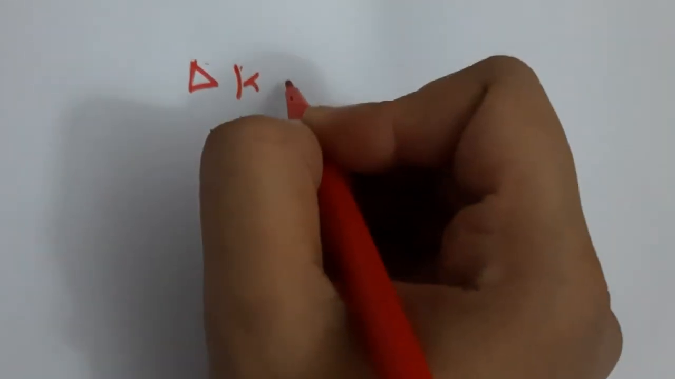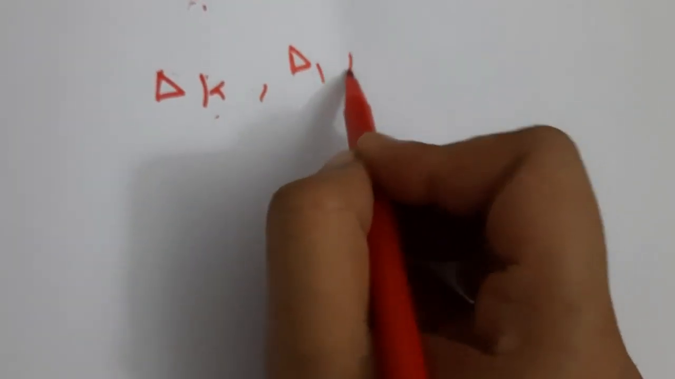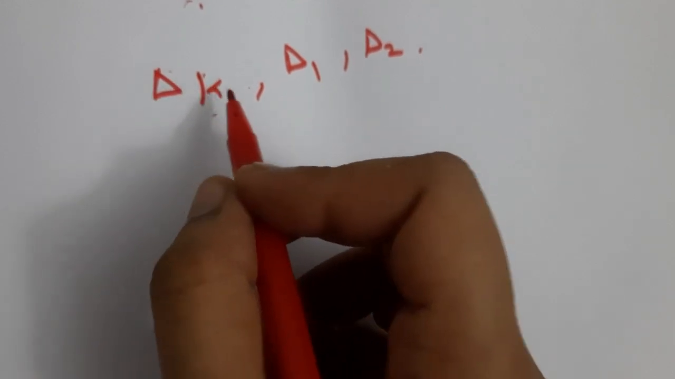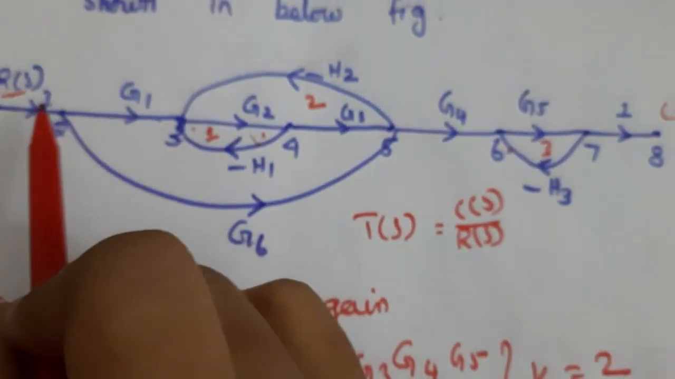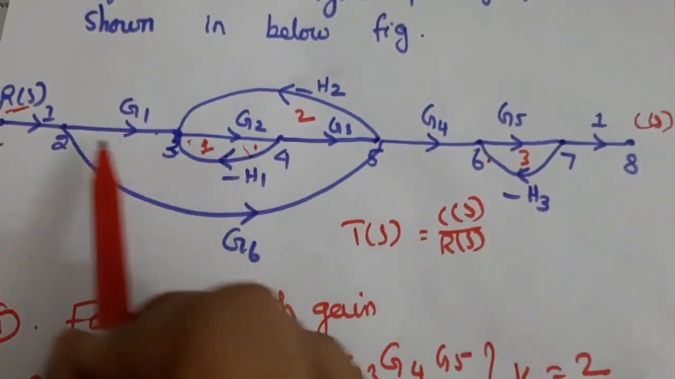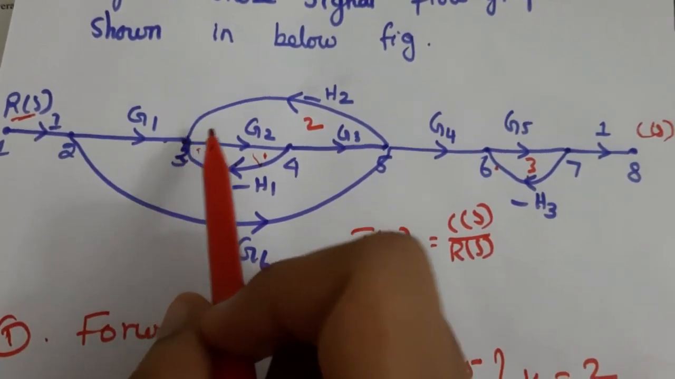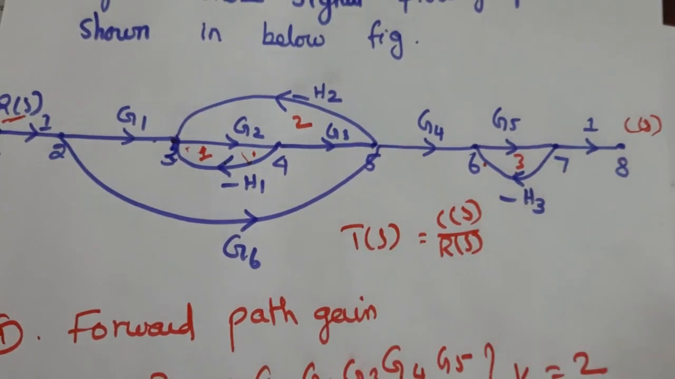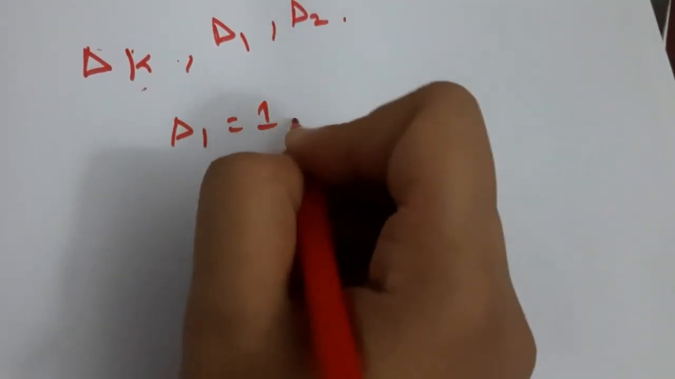Next we have to find del K, and here K is equal to 2, so we have to find del 1 and del 2. Del K is for the forward path having non-touching loops. That means in forward path 1, all loops touch at least one of its nodes. So there is no non-touching loop in forward path 1, so del 1 is equal to 1.